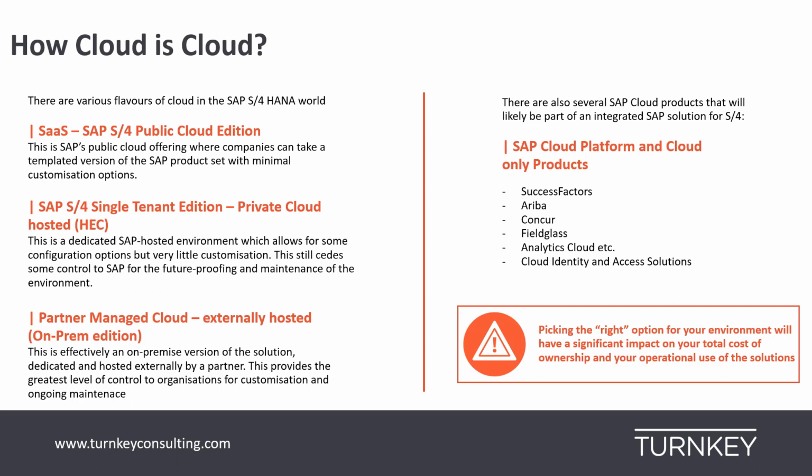Now, the third option, and one of the most popular for the really large enterprises, is the externally hosted, or the on-premise type edition, or partner managed cloud. So what organizations are doing here is they're going to Azure, they're going to AWS or Google to host their servers there, but they have total control and autonomy. It's just from a platform or an infrastructure perspective, they've outsourced that risk and management to those people.